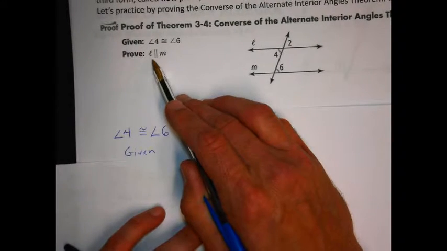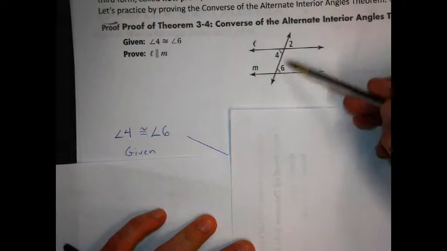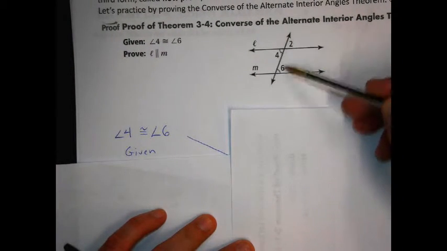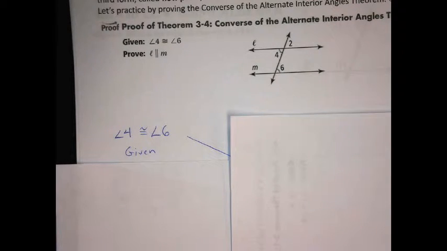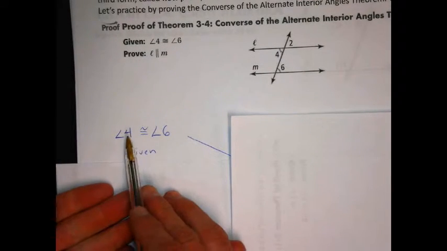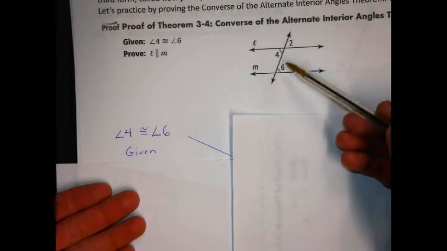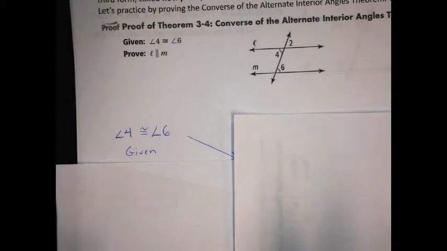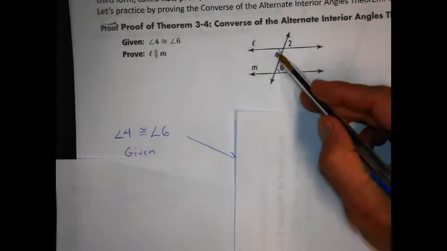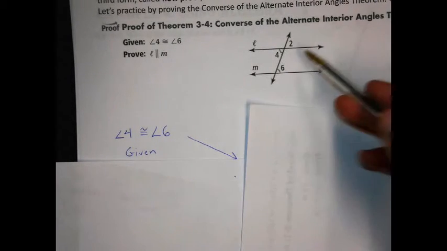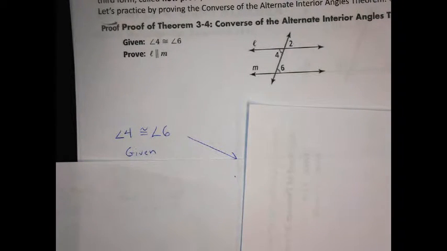How can we get to show that line L is parallel to line M? If we can show these corresponding angles being congruent, we'd be money, right? Totally money. So we somehow have to get from angle 4 and angle 6 to angle 2 and angle 6 being congruent. That's the game plan, right? So what do we know about angle 4 and angle 6? Well, their congruence is given.